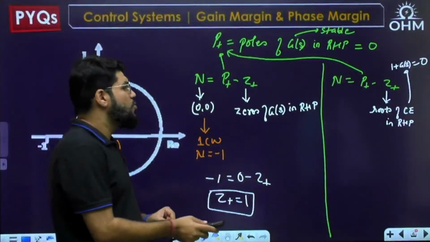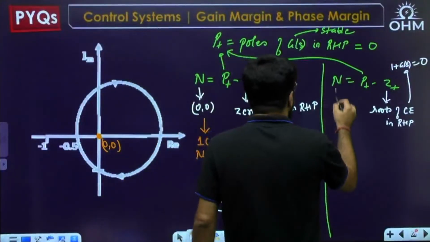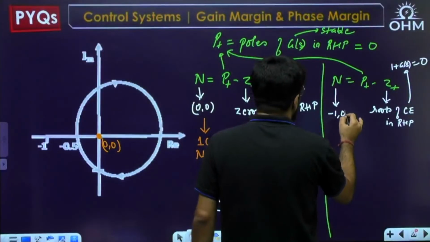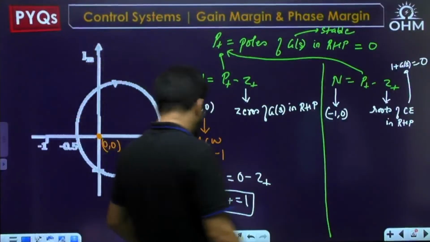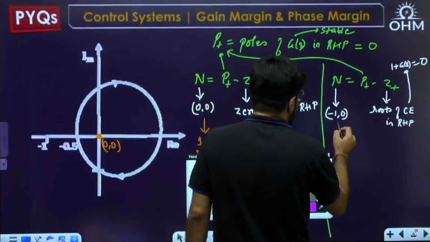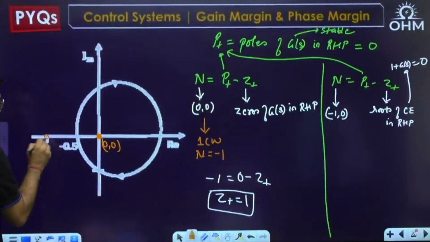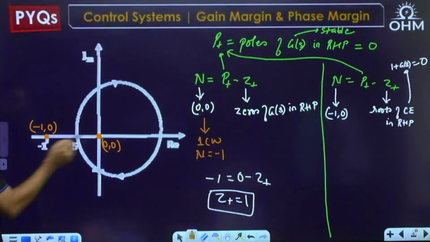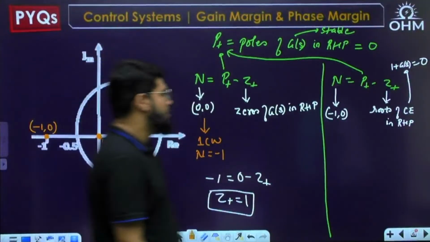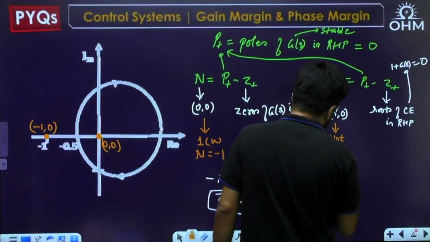When I want to talk about the roots of 1 plus GS equal to 0, we had the concept of shifting the origin, and we had the new origin as -1 comma 0, last class. Now where is -1 comma 0 here? This is -1 comma 0, x-axis point. Is it encircled? No, this is outside the plot. It is not encircled.